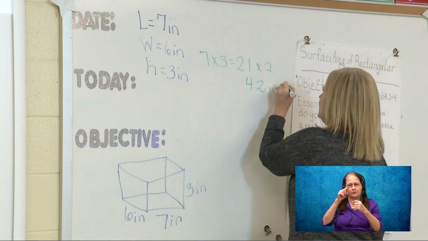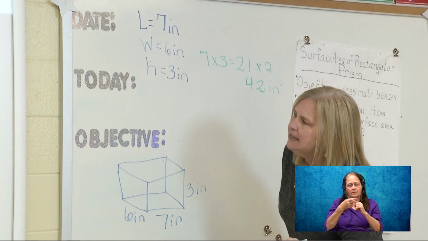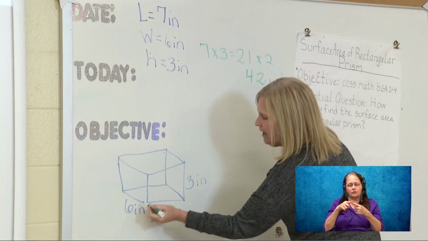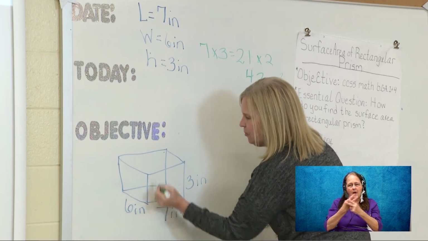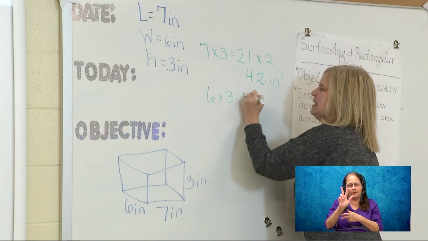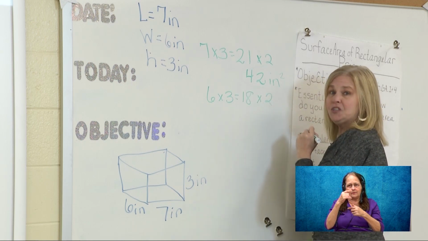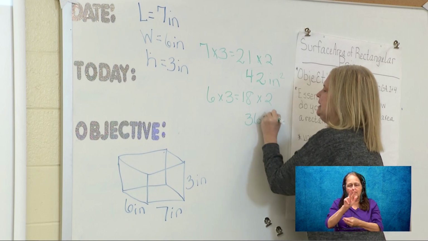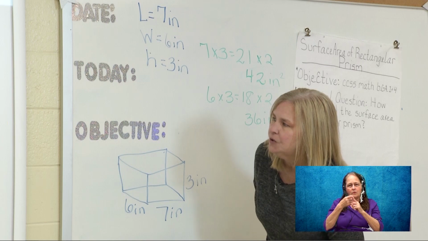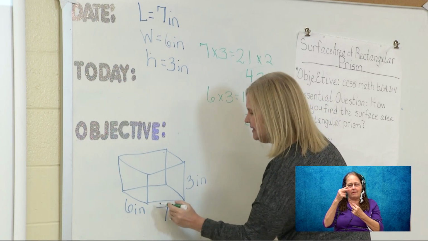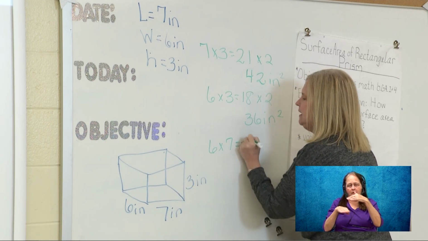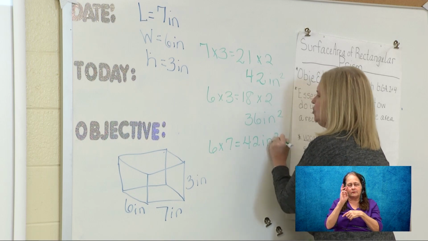Actually, it is 42 inches squared. Okay, the next thing is the 2 side pieces. The 2 side pieces are going to be width times height, because there's the width, there's the height. So it's 6 times 3 equals 18. Then you're going to do times 2, which gives you 36 inches squared. And then the next thing we're going to do is the length and the width to get the top and the bottom, which is 6 times 7 equals 42 inches squared.